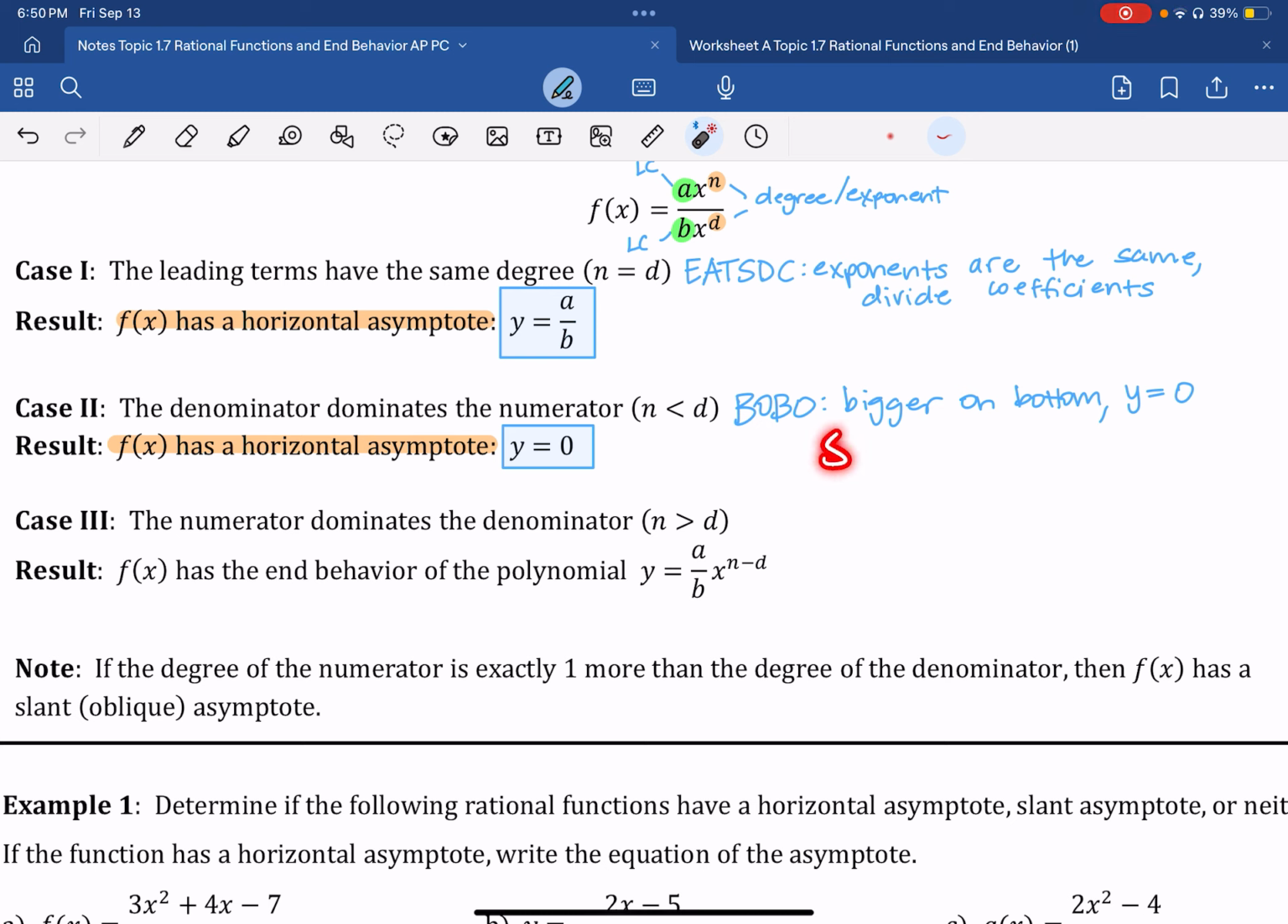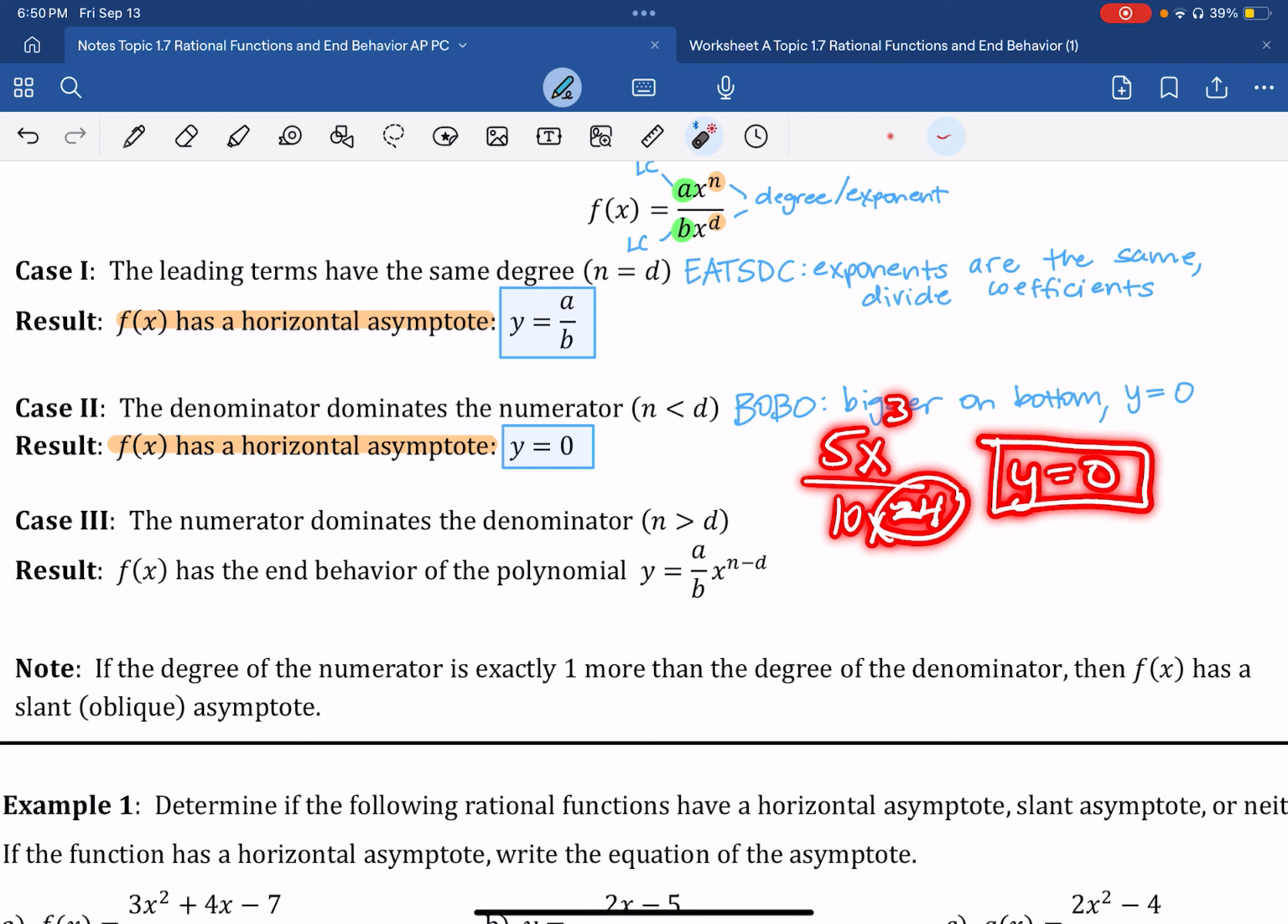Okay, so for example, if I tell you 5x to the power of 3 divided by 10x squared, oh, I did this wrong. Sorry. Well, let's say x to the power of 2 over x to the power of 4. Okay, so the 4 is bigger in the bottom, so this would be y equals 0. You would box that in and move on.